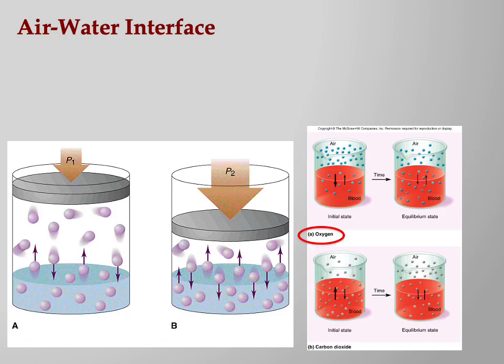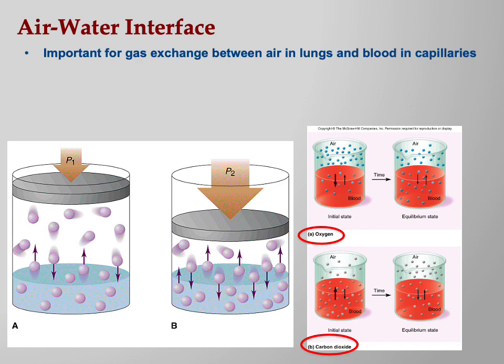So the air-water interface, all right, so look at oxygen here. We see oxygen dissolving into an equilibrium state, the initial state, the equilibrium state, and then down below we see carbon dioxide, the initial state and the equilibrium state. So what does that all mean? Well, let's take a look.